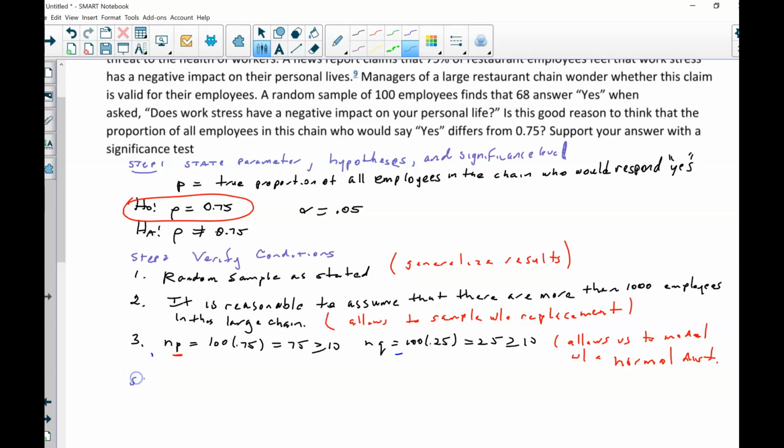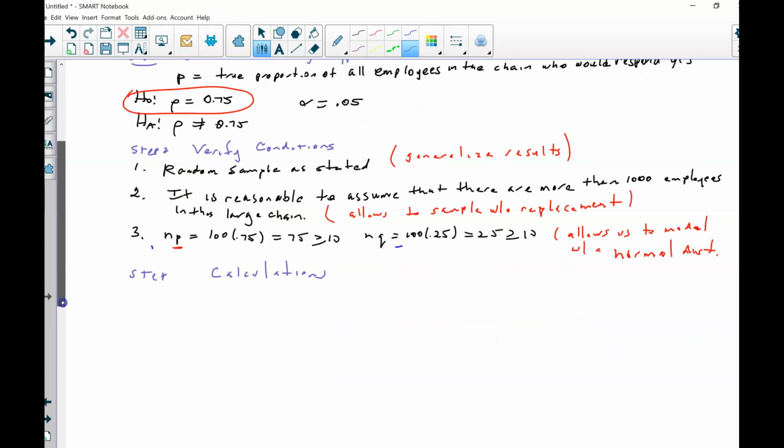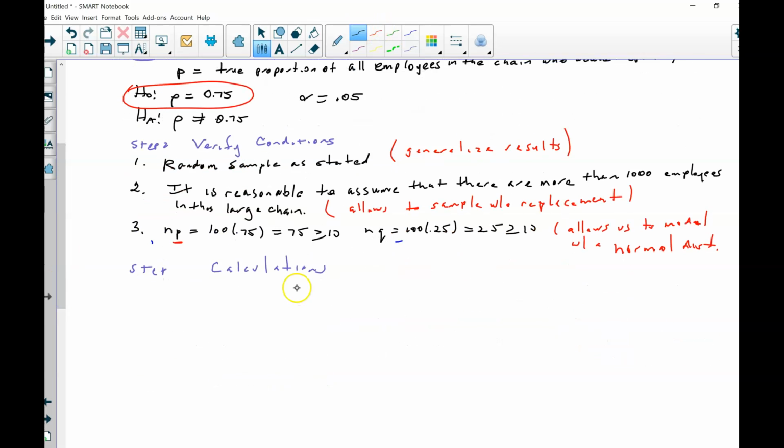So now we're up to step 3, which is the calculations of the test statistic and the p-value. So the test statistic is defined as z for proportions, and it's p hat, the statistic, minus the parameter over the standard error. The standard error is the square root of pq over n. Again, we're using p and not p hat because p is defined in the null hypothesis.